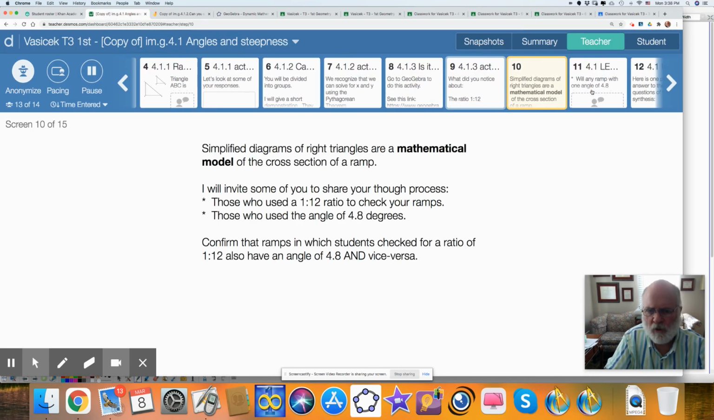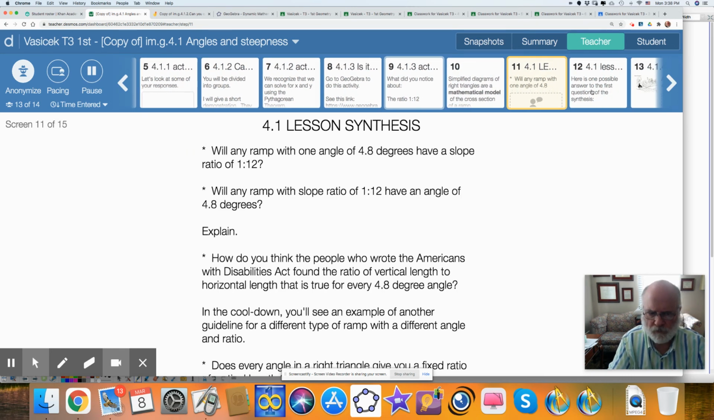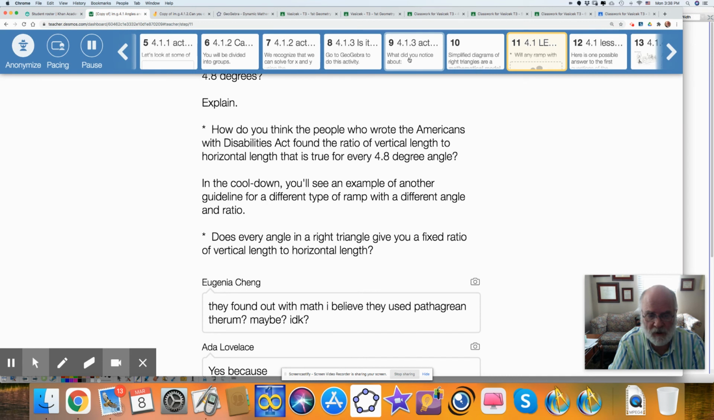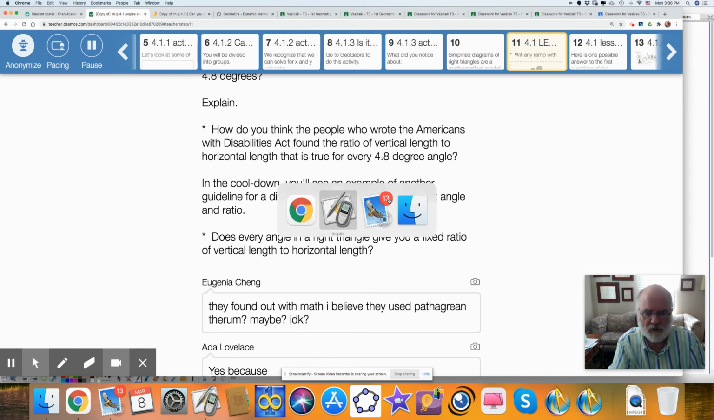So when you looked at this, you tried this out: will any ramp with an angle of 4.8 degrees have a slope of 1 to 12? Will any ramp with a slope ratio of 1 to 12 have an angle of 4.8 degrees? How do you think the people who wrote the Americans with Disabilities Act found a ratio of vertical length to horizontal length that is true for every 4.8 degree angle? And in the cool down, you're going to see another example of this, so we'll talk about that in a moment. Does every angle in a right triangle give you a fixed ratio of vertical length to horizontal length?